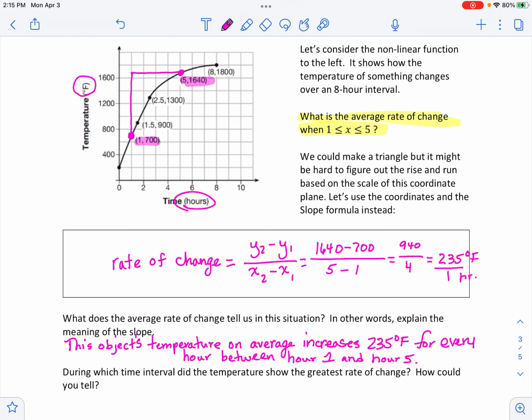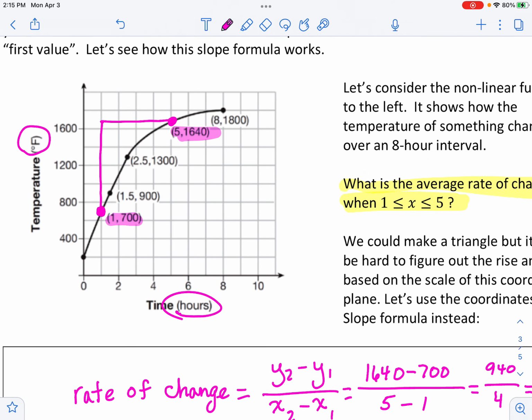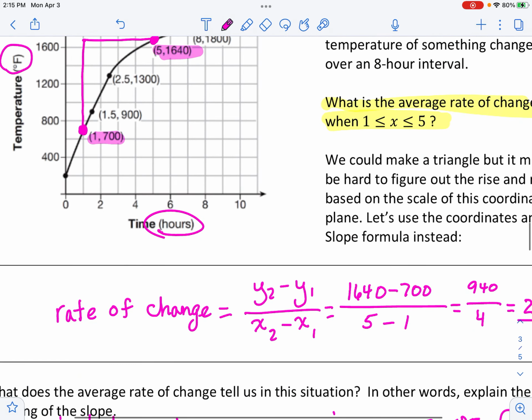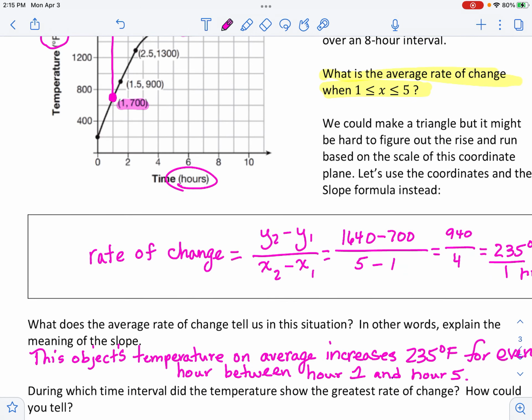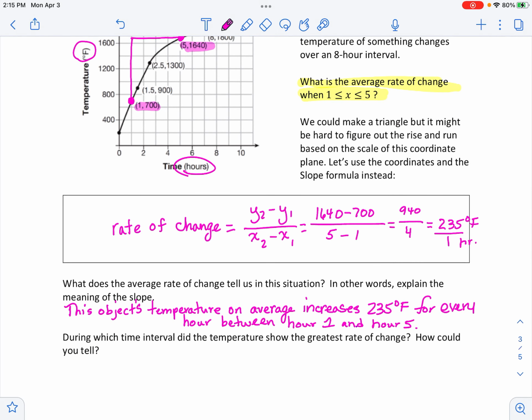During which time interval do you think the temperature showed the greatest rate of change? If we look at this graph, which interval do you think shows the greatest rate of change? Well, we know that the slope of the line indicates the rate of change. So graphically speaking, the steeper the line, the greater the rate of change. So we're going to look for the section of the graph that has the steepest line.